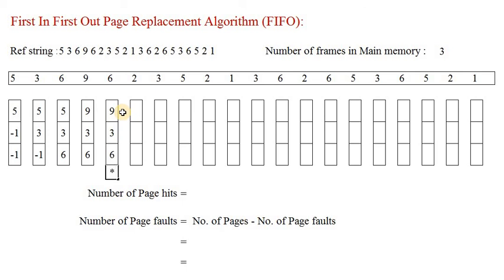Star indicates a page hit. Whatever the remaining ones are, these are all page faults. Let us go for the next iteration, that is 2. 2 has to be inserted. Is 2 already there in the main memory?